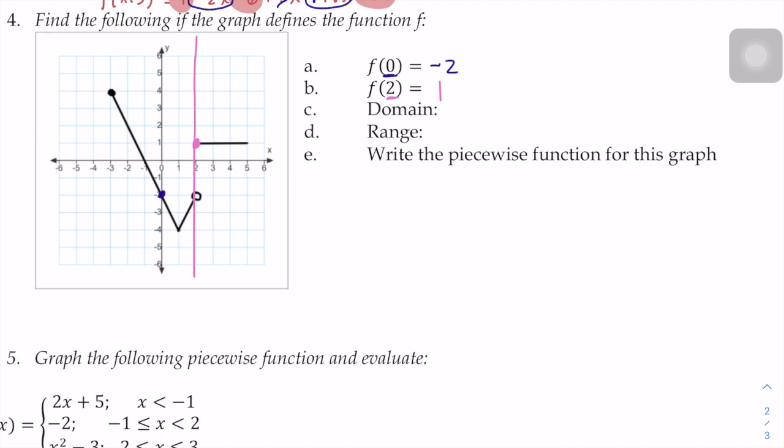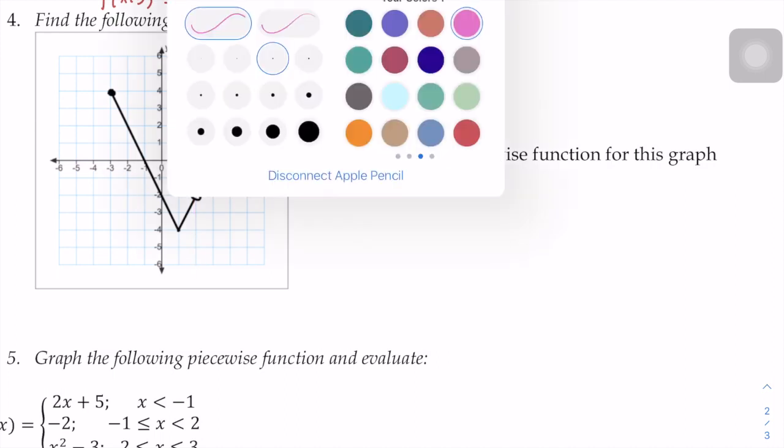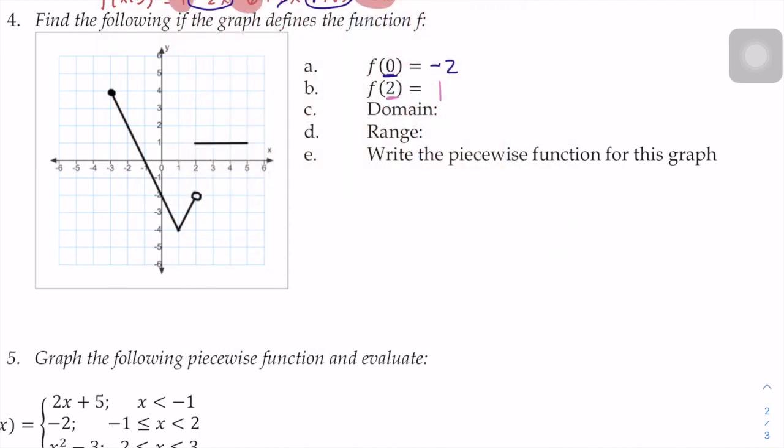All right, our domain, that's all of our x values. So from left to right, we start at negative 3. That is included, so I'm going to use my bracket. And we continue. We do have an open circle at 2, but it's included on the other part of our function, so that is still an included value. And we go all the way to 5, which is assumed included, so we're going to close that with a bracket.